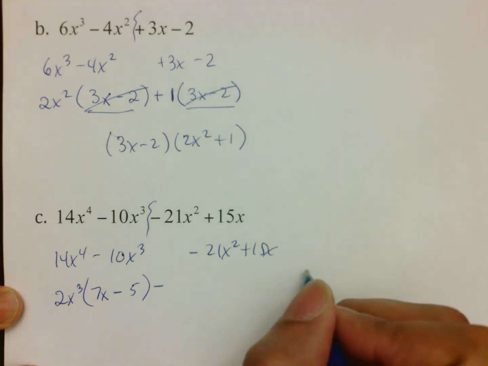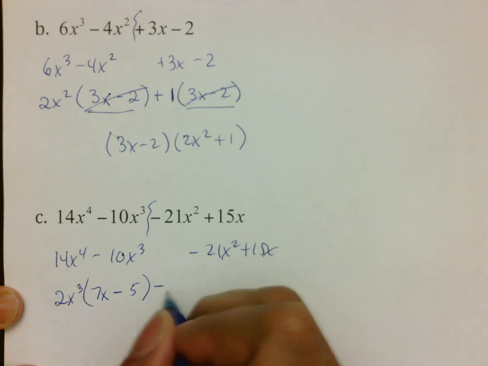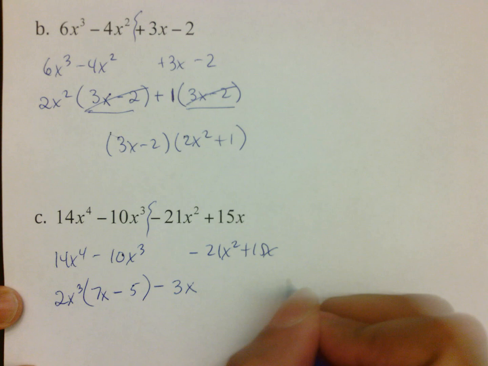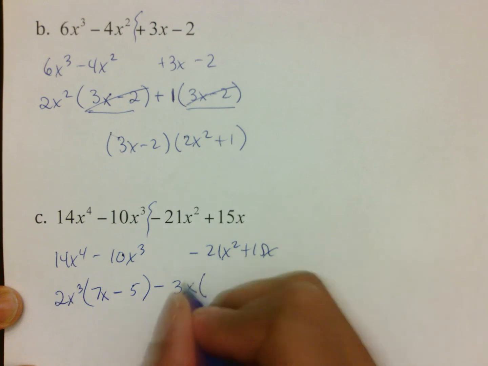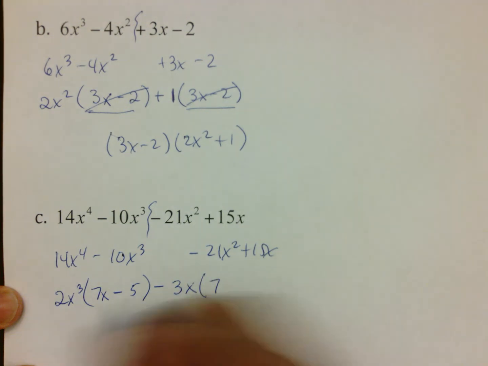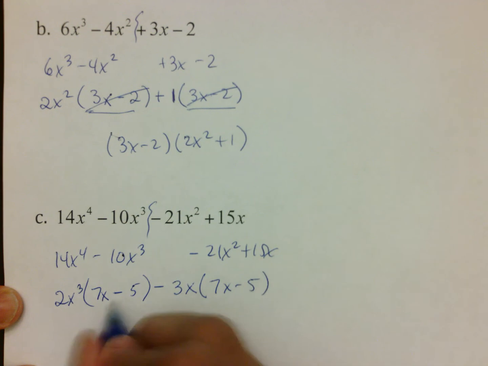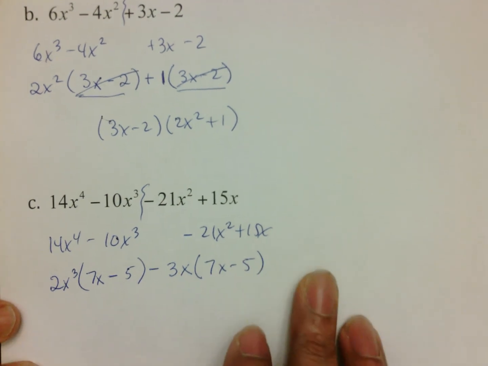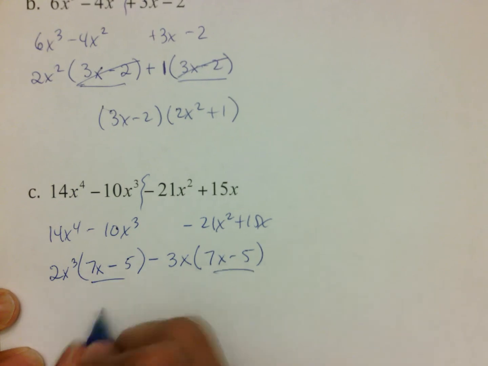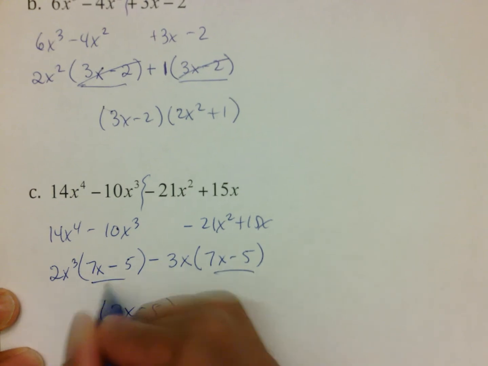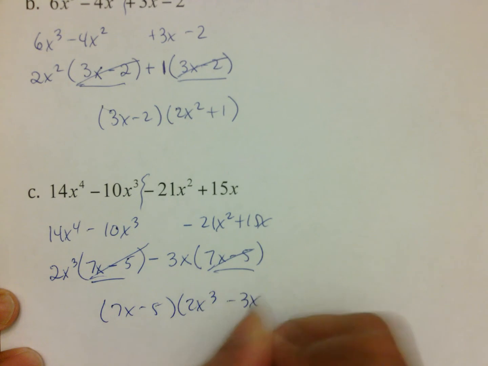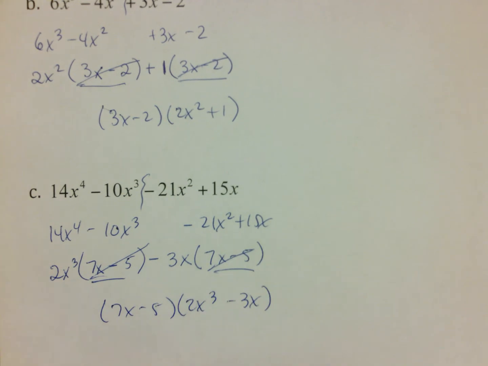Copy the sign. 21 and 15 can both be divided by 3. I can also take off an x. Open your parentheses. 21 divided by 3 is 7, and again at that point I can just assume it's going to be the same, because it has to be the same in order to work. If these two don't match, you can't factor it. Then I take the 7x minus 5 off, and I am left with 2x to the 3rd minus 3x.